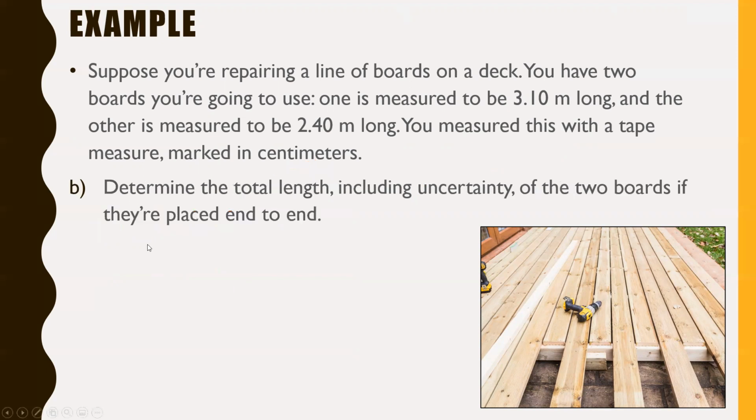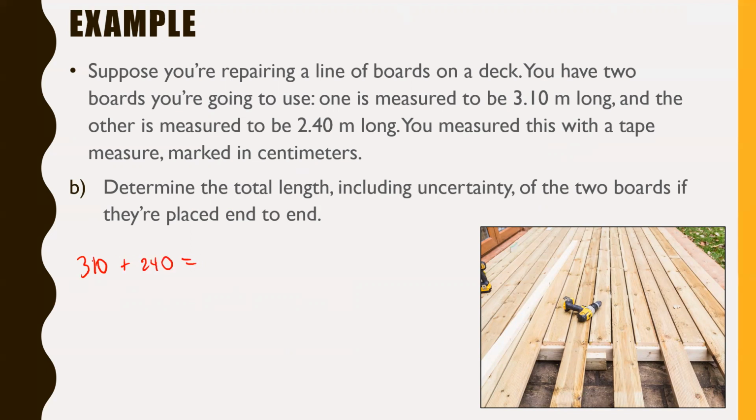Now, B, determine the total length, including uncertainty, of the 2 boards if they're placed end to end. So we're placing one board down and then we're placing the other one right after it to make one line of boards. Well, here's what we do. We're going to add these two boards together. We're going to assume they're like butted right up against each other, right? So 310 centimeters plus 240 centimeters.